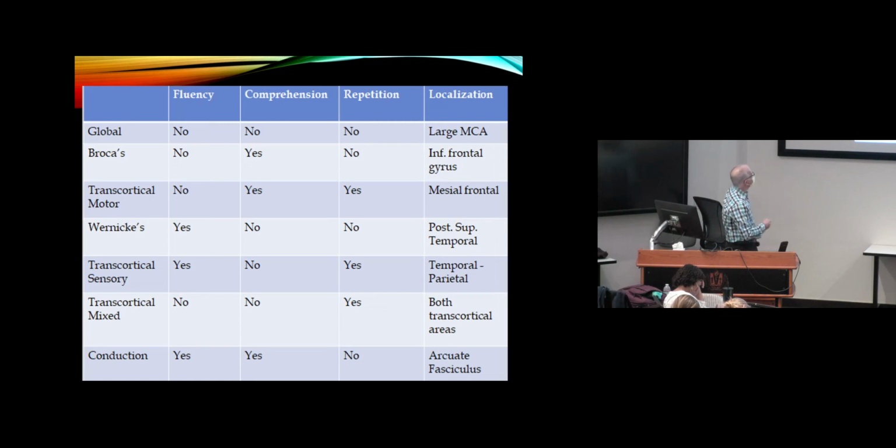Okay, so certainly the ones I want you to know very well are global, Broca's, Wernicke's, and conduction aphasia. Those are our four classic aphasia syndromes, and those are the ones that I'll ask you about.